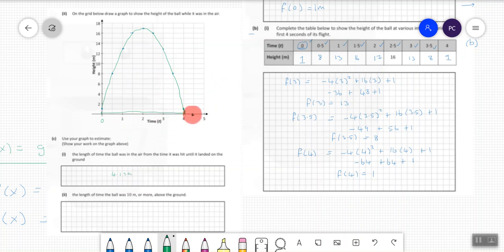And again, you can highlight this on the graph as well. So you can just put a dot here like that. So that's the time, the length of time the ball is in the air when it landed. Okay. So the next one then is the length of time the ball was 10 meters or more above the ground. So again, this is where you can take your ruler.